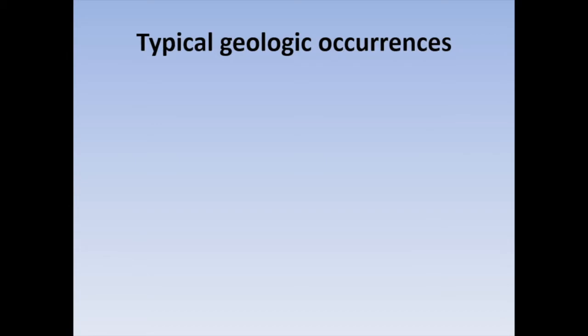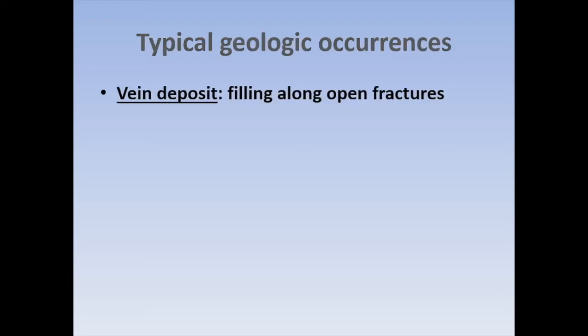Next, I'd like to talk about some of the typical geologic occurrences for galena. First one are what are called vein deposits. And a vein deposit is where we get filling along some form of an open fracture. Typically, the fracture is probably an old fault. Fluids moved up along the fault and deposited minerals as they were migrating up the fault.